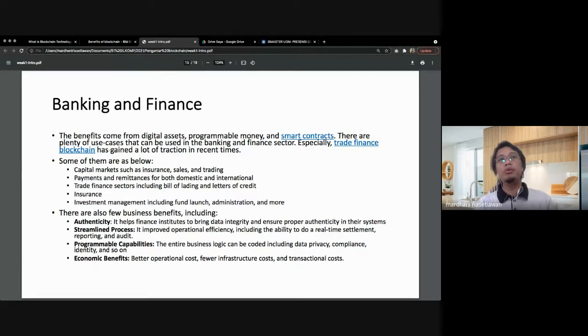There are plenty of use cases in the banking and financial sector, especially trade finance blockchains. Capital markets such as insurance sales and trading, payment, and remittance for domestic and international transactions can be supported by blockchain. The trade finance sector, including bill of lading and letter of credit, insurance, and also investment management are also services that can be supported by blockchain in banking and finance.